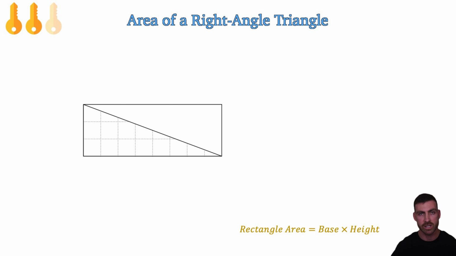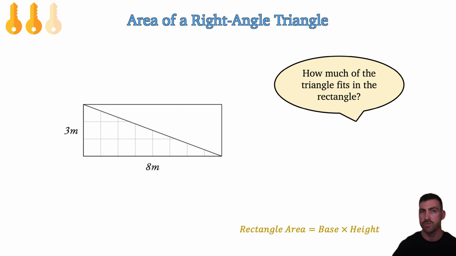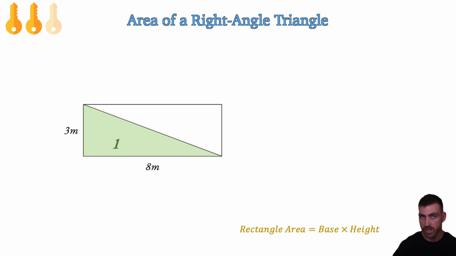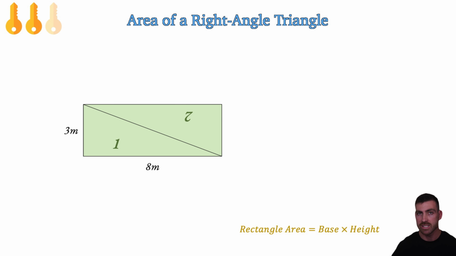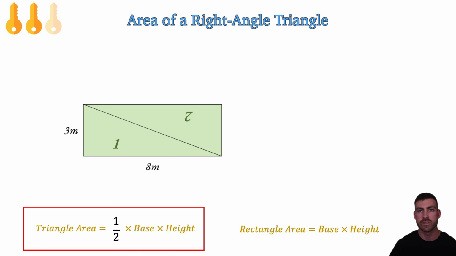So how can we still use that idea? Let's imagine building a rectangle around the triangle, using the same base and the same height. Now here's the key question. How much of the rectangle does the triangle take up? If we take the original triangle, make an exact copy, rotate it, and place the identical triangle next to the original, it completes the rectangle perfectly. So 2 triangles make 1 rectangle, which means 1 triangle must be half of a rectangle. So instead of base times height, the formula is the area of a triangle equals half times base times height.